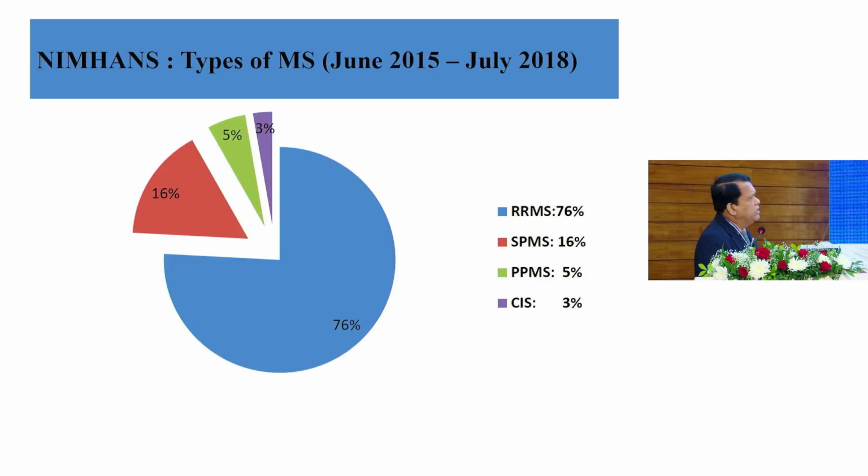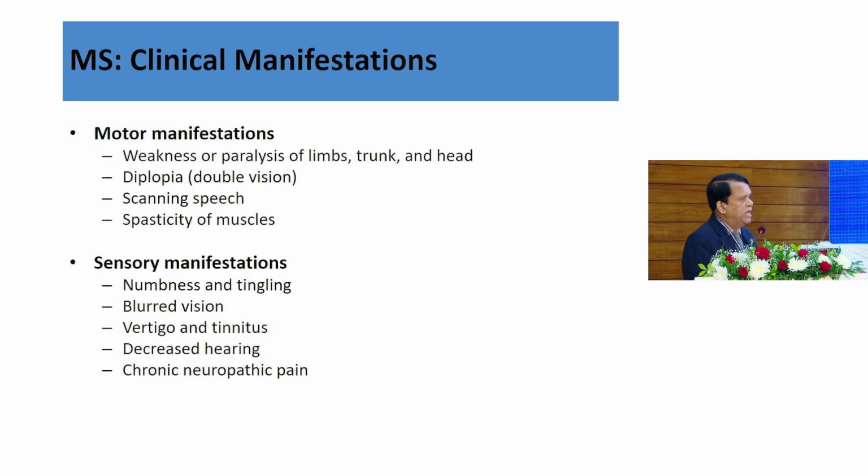In our own experience, out of the 186 cases which we saw, about 76% were RRMS, and 16% were secondary progressive, 5% were primary progressive, and 3% were what is known as clinically isolated syndrome. And that has been identified now, and that has to be looked at.